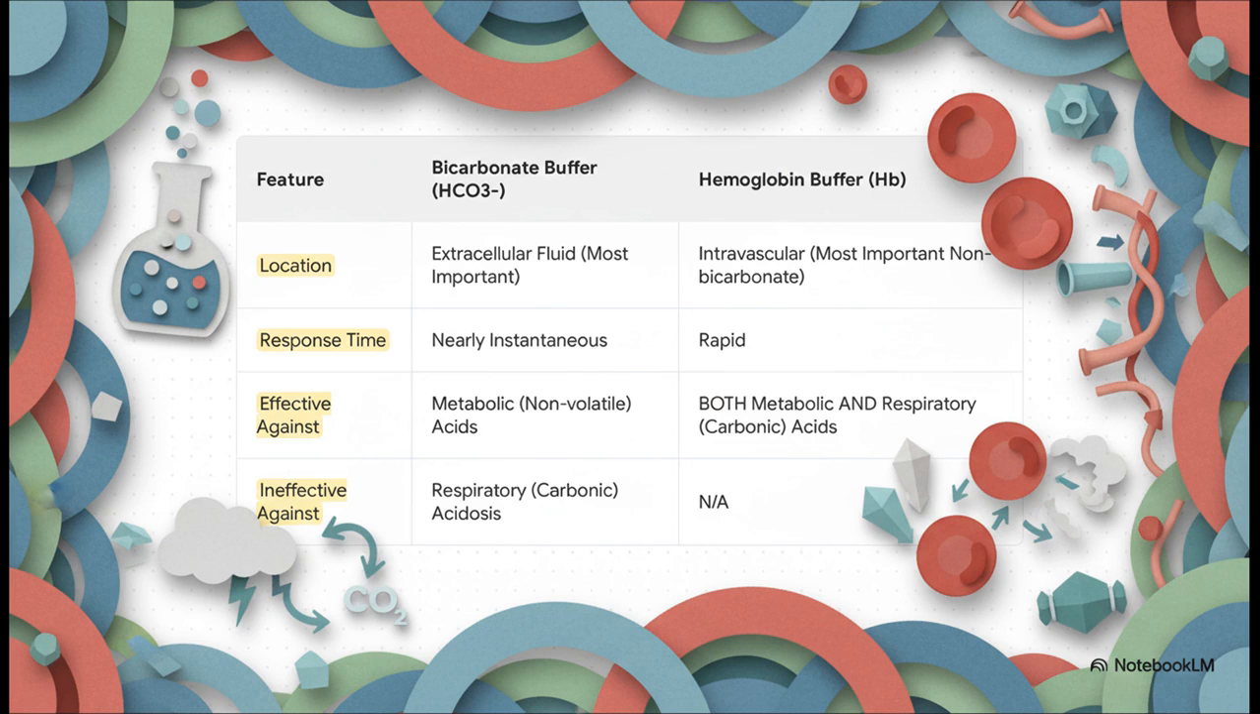Now, here's where it gets really interesting. This slide highlights a critical distinction. The bicarbonate system, which is our most important extracellular buffer, is fantastic against metabolic acids. But, and this is a big but, it has a crucial weakness. It can't effectively buffer against an acidosis that's caused by its own component, CO2. Why? Well, adding CO2 just pushes that whole equilibrium reaction to the right, making more acid. Hemoglobin, on the other hand, is a true workhorse. It can buffer both metabolic and respiratory acid loads right there in the vascular space.